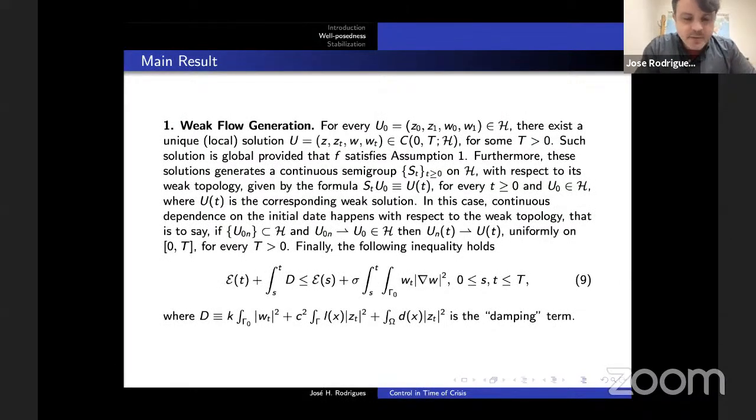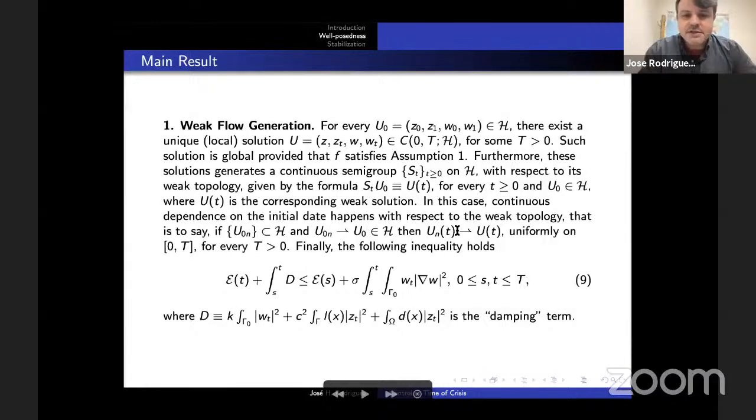Okay, so the main result regarding the well-posedness is the following. We've shown that for every initial data in the phase space, we found a solution, a local solution. Actually, we found a unique local weak solution. And also, if we assume the nonexplosion assumption 1 for the nonlinearity f, then we might extend these local solutions to global, and therefore at this point we can define this nonlinear semigroup, which will be continuous in the finite energy space H, with respect to the weak topology.